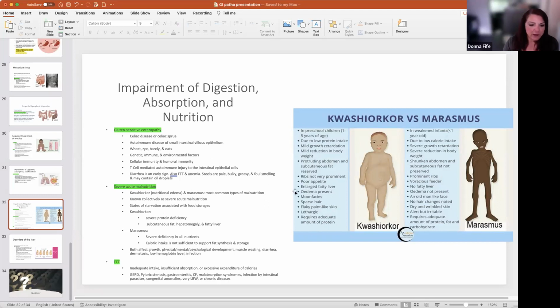A failure to thrive: inadequate intake, insufficient absorption, or excessive expenditure of calories. This can be caused by GERD, pyloric stenosis, gastroenteritis, cystic fibrosis, malabsorption syndromes, infection by intestinal parasites, congenital anomalies, very low birth weight, and chronic disease.